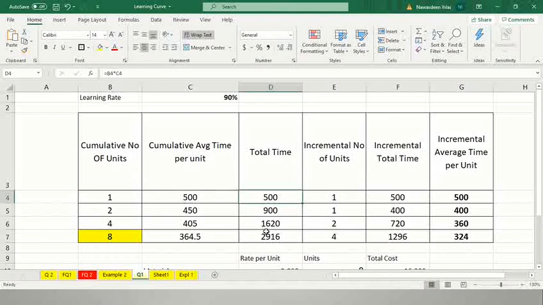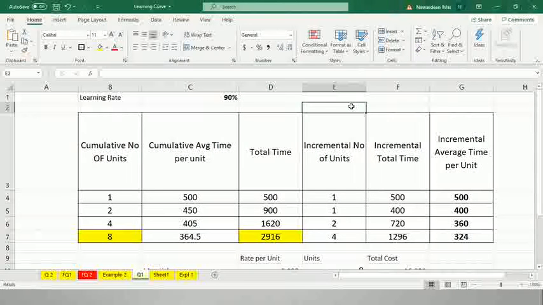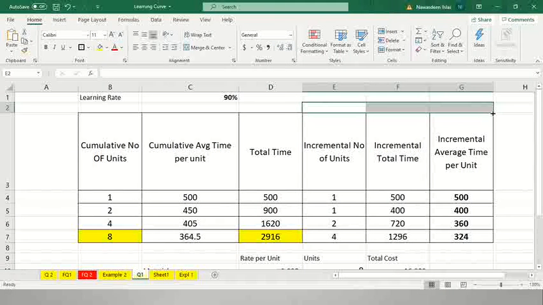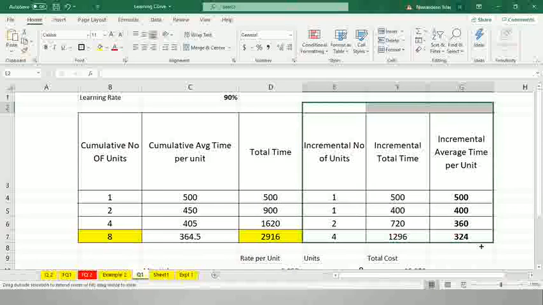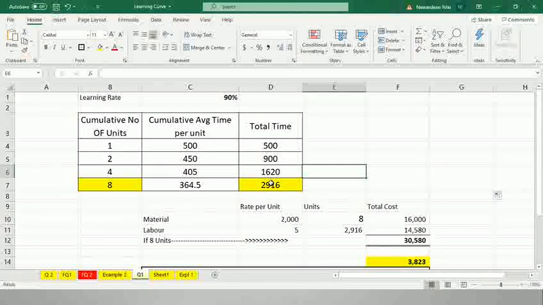So they are asking us to find the total cost of 8 units, which means if you are producing 8 units, per unit we need 364.5 minutes. If you are producing 8 units, this will be our total time. So for the total cost of 8 units, the labor hours used will be 2916. So this information only we needed. These are the additional information I have computed, so you can go through. According to this question, this information is enough. This will be the required information.